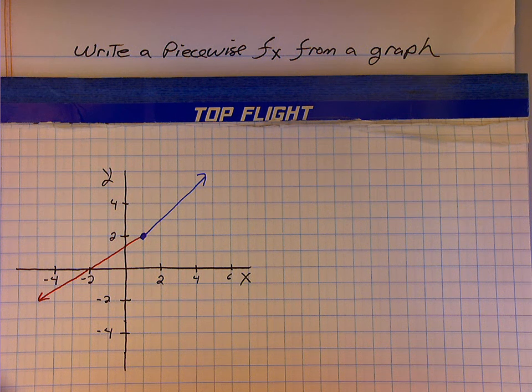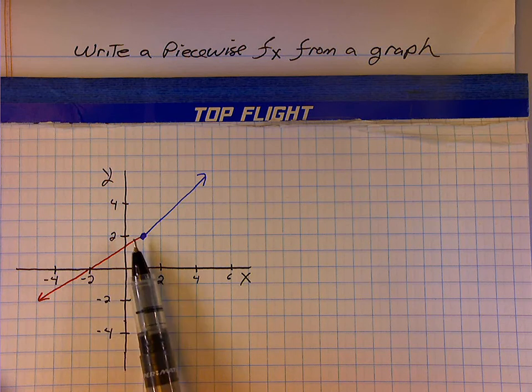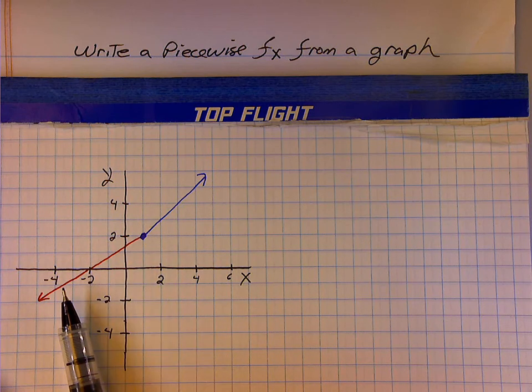This lesson's objective is to write a piecewise function from a graph. To make a piecewise function from a graph, we must be able to identify the equations of both lines. So what I've done is highlight, using different colors, each different piece of the function.